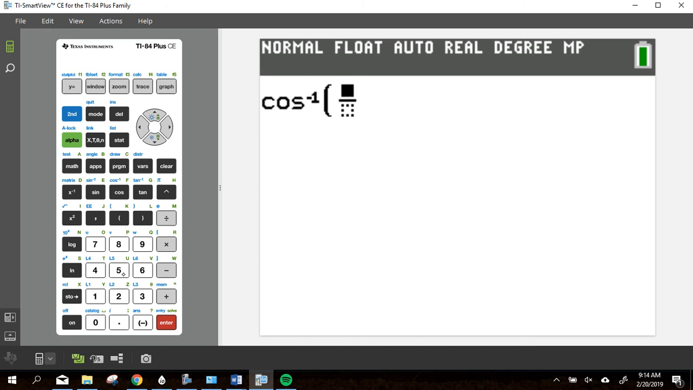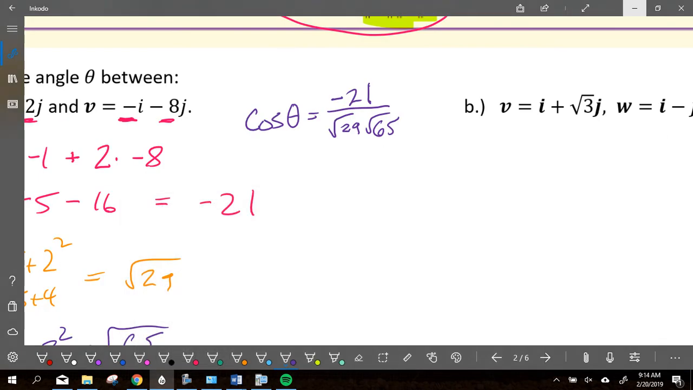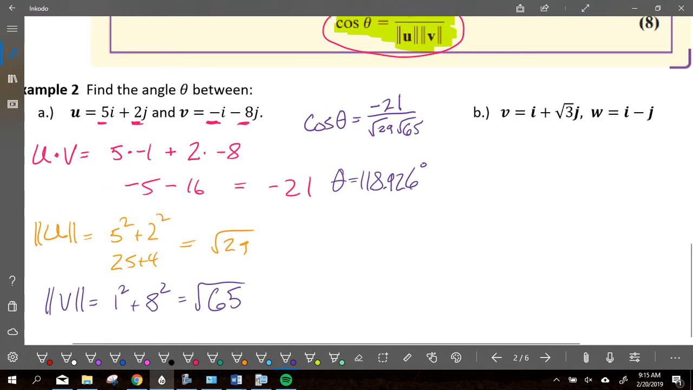So I'm going to type this in. Negative 21 goes on top. On bottom, I'm going square root of, what was our first one? Square root of 29, sorry. Square root of 29, hit the over button, and now I'm going to do square root of 65. You don't have to type it in this way. You can type it in with parentheses all day long, but it just makes it look prettier. It makes me understand that I typed it in correctly. I hit enter. There is my answer, 118.926 degrees. That is the answer to this question.